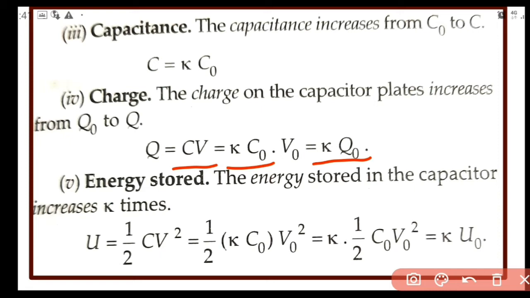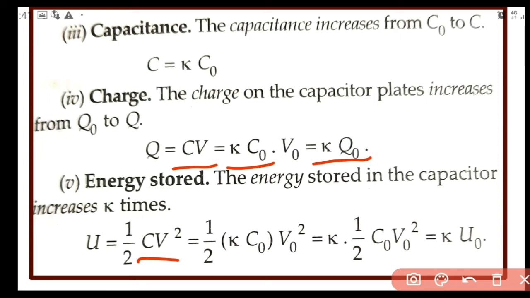Now the energy stored. Energy stored we can find using half CV square. So C is what? K C0, and V remains the same, that is V0 itself. So we have K into half C0 V0 square, or K times U0. So in this case the energy stored is increasing. It becomes K times the energy stored in the absence of what?